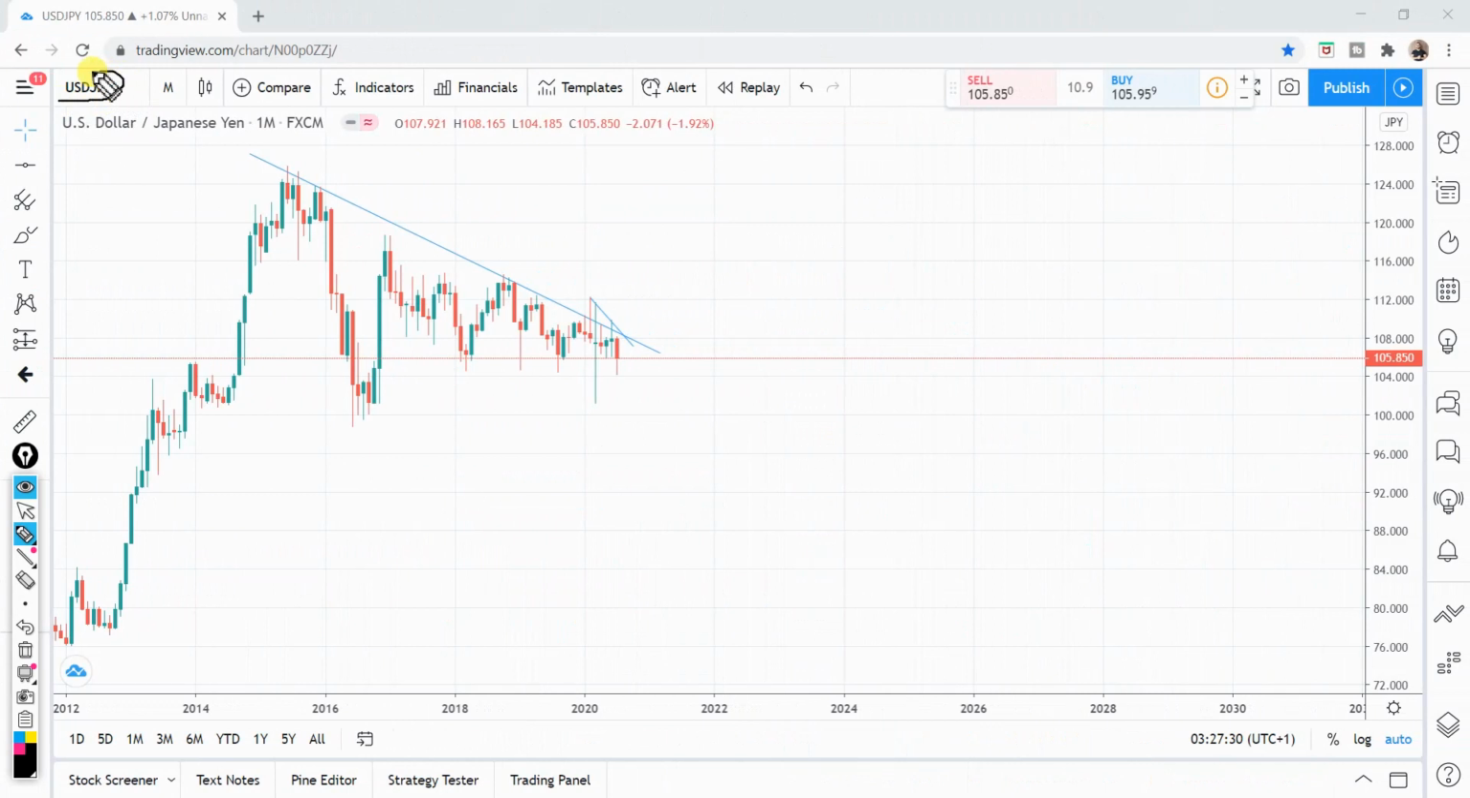Okay guys, we continue with the US dollar Japanese yen, and we're going to start with the monthly time frame and then drill down to the weekly and daily time frames.